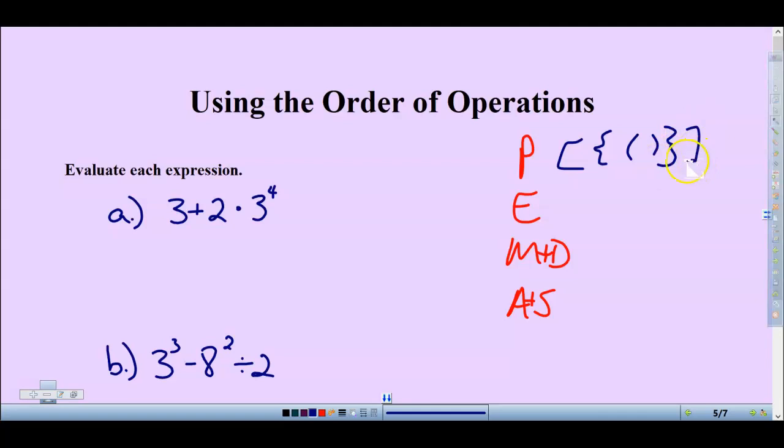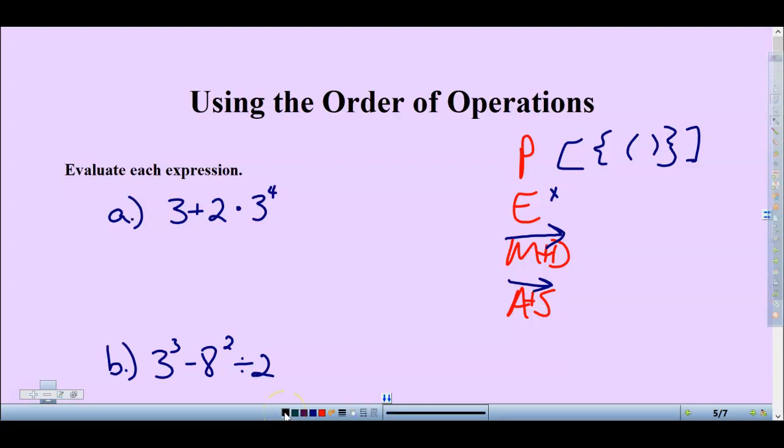So any grouping symbol, we're going to dive into that first and foremost before we hit anything else. And then once we have done that, we're dealing with those exponents next. Multiplication and division from left to right. So we're doing those at the same time from left to right, like we're reading this problem. And then same thing with addition and subtraction. From left to right, we're solving all the addition and subtraction from left to right, like we're reading a book.